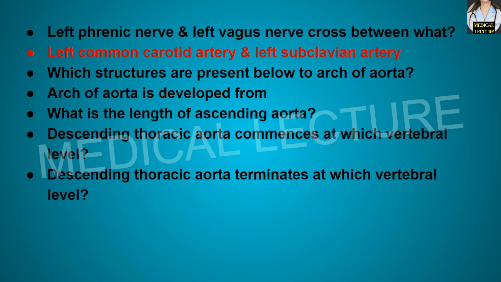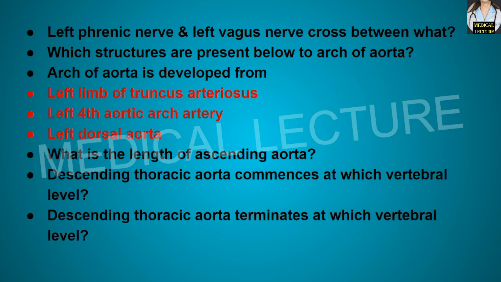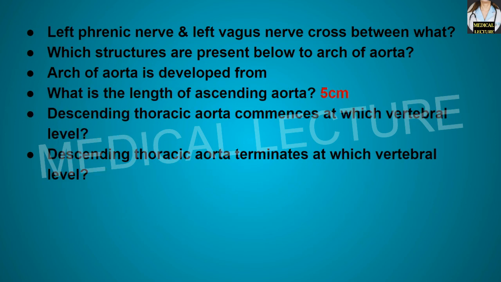Which structures are present below the arch of aorta? So left principal bronchus, bifurcation of the pulmonary trunk, ligamentum arteriosum and the left recurrent laryngeal nerve are present below the arch of aorta. Arch of aorta is developed from left limb of the truncus arteriosus, left fourth aortic arch artery and the left dorsal aorta. What is the length of the ascending aorta? So it is about 5 cm.